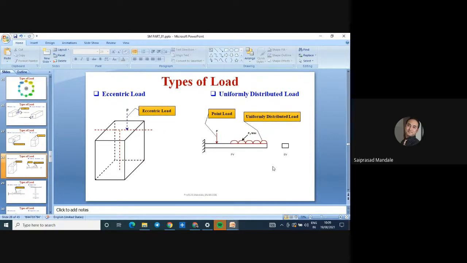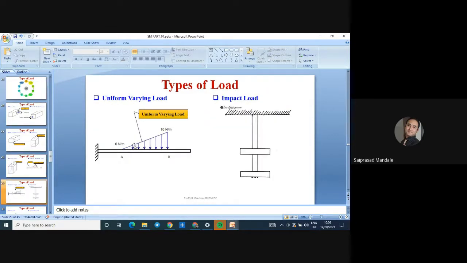Next. This is a UVL, uniformly varying load. Why uniformly varying? Because its intensity is varying from 0 to 10, meaning minimum to maximum, and the area under the curve is nothing but the total load. The area under the curve looks like a triangle. So how do we calculate the area of a triangle?